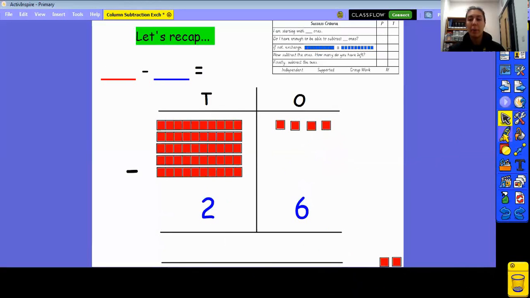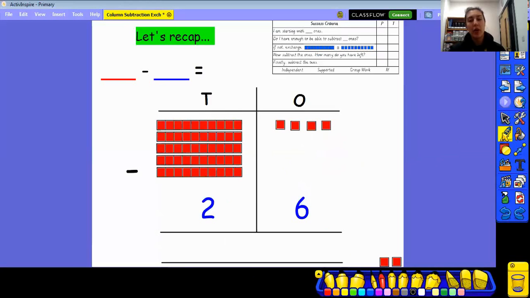Let's have another go. Pause the video and have a go on your whiteboard or your sheet of paper, and then play the video when you're ready to go through the answer. Are you ready to go through the answer? Let's make a start then.